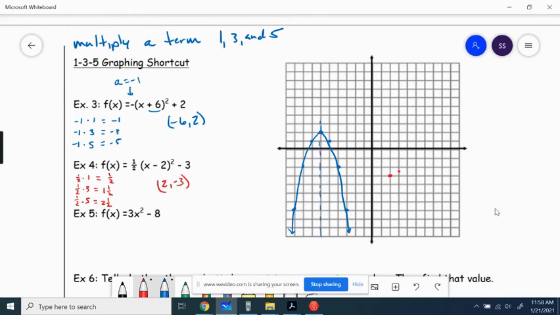I'm going to go over 1, up 1.5. So here's 1/2, here's up 1, right there. And then over 1, up 1, 2.5, and there we go. All right, axis of symmetry is right here. So I can double our points by going in the opposite, right?